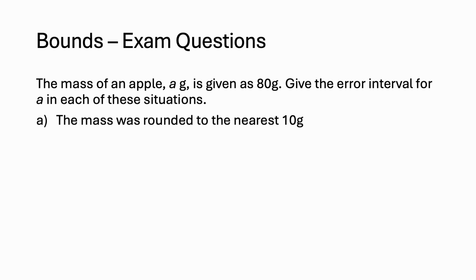Okay, so let's look at part A. First thing we do, highlight important key bits in the question. So mass of an apple. Error interval, using A, so our A is going to be in the middle of our error interval. And it's rounded to the nearest 10 grams. So we can do our number line. 80 grams in the middle. We work out what is 10 grams higher than 80 grams, which is 90 grams, and 10 grams less than 80 grams, which is 70 grams.